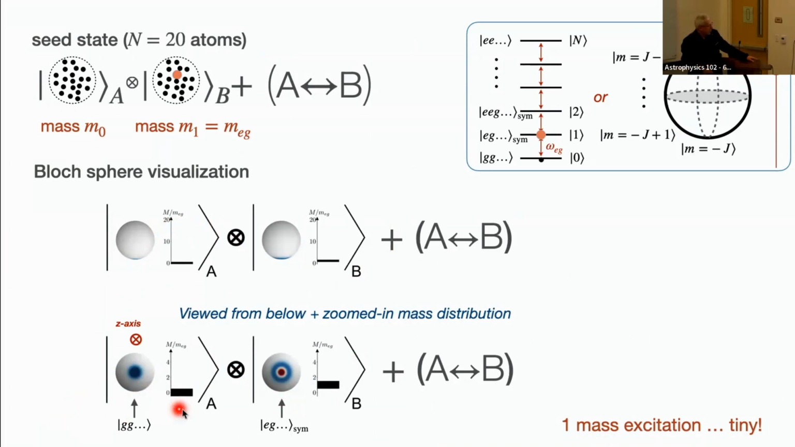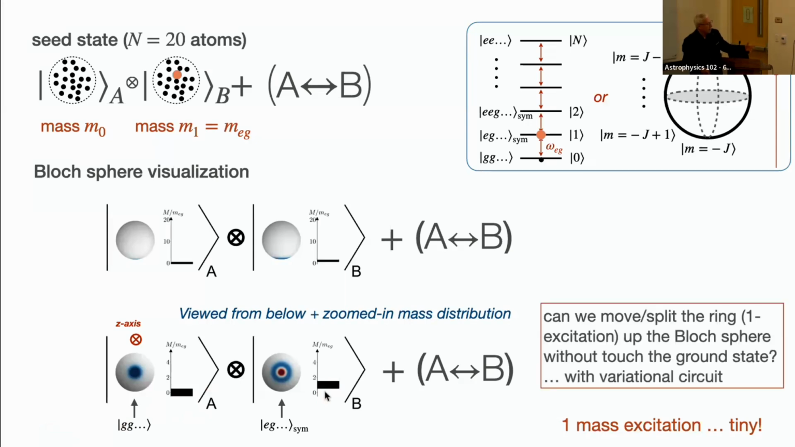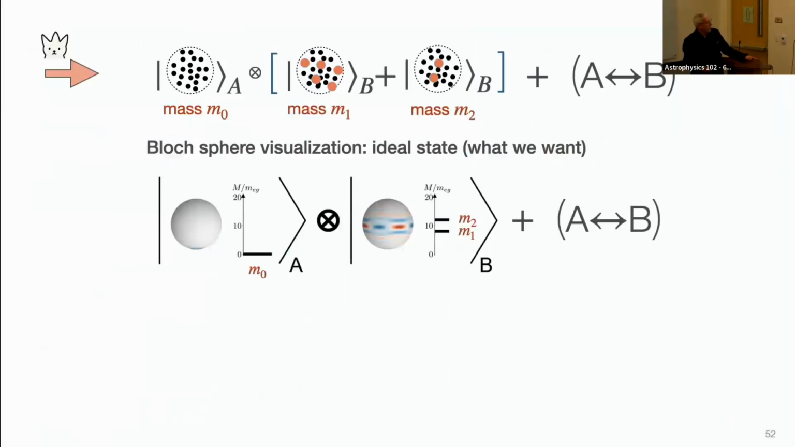This would correspond to a mass distribution, where it's just the one mass here and a very tiny redshift single atom mass, then this is the mass distribution of the second one here, plus the Schrödinger again. Can we move and do that? And we can do that, and for example, we can also do that for the two excitations over here. For example, this is a Bloch state visualization where we get two masses over here that we want. This is the ideal one.